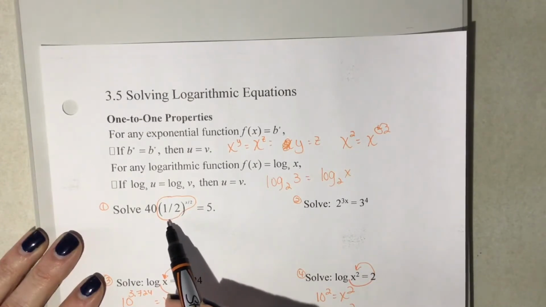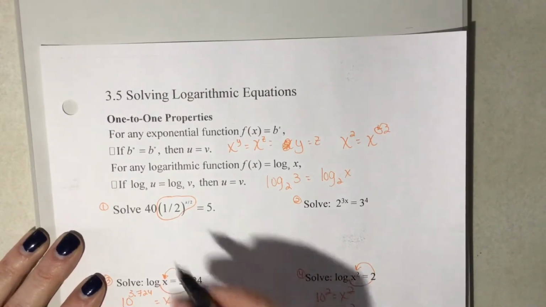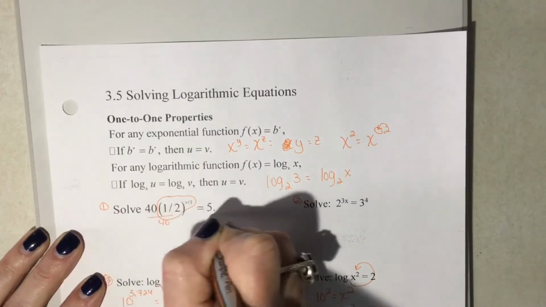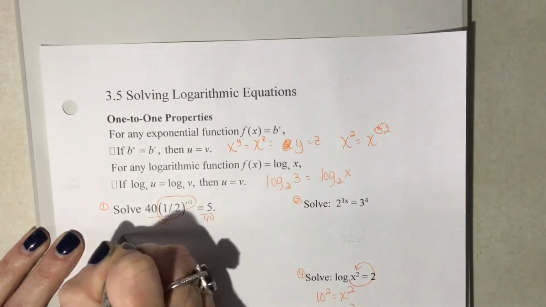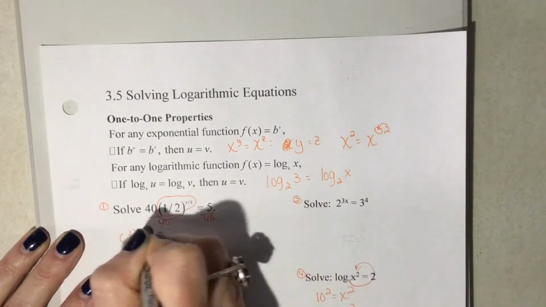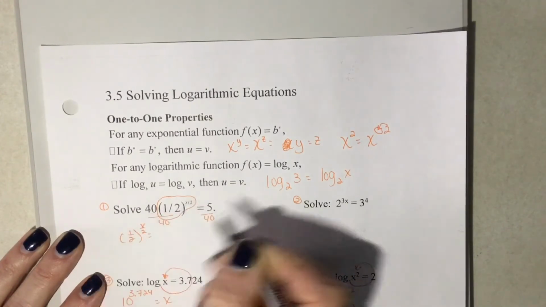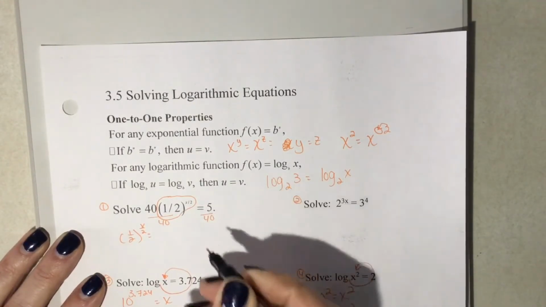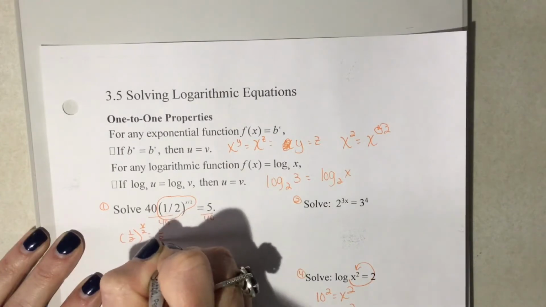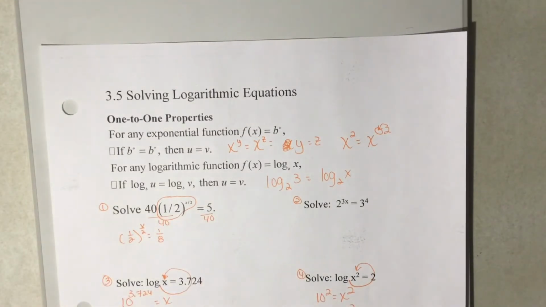So what's going to be my first step on both sides? Divide by 40. So I have 1/2 raised to the x over 2 is equal to, what's 5/40ths reduced? 1/8.